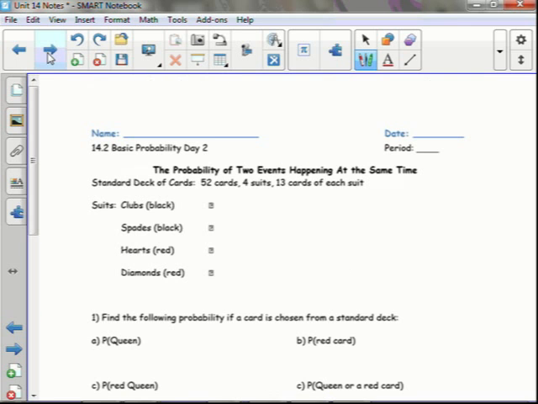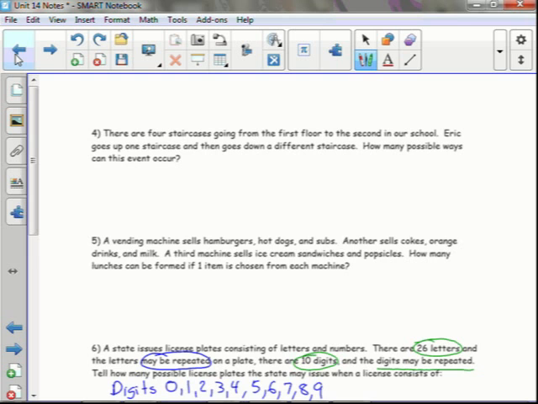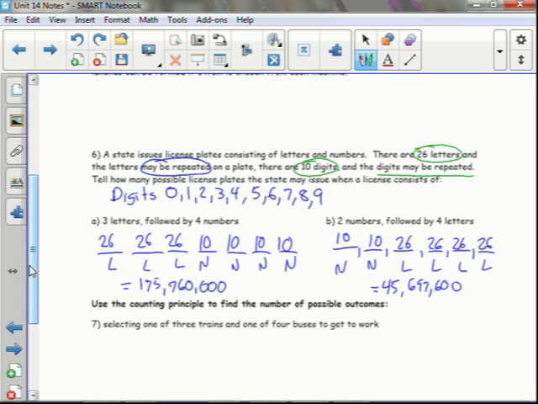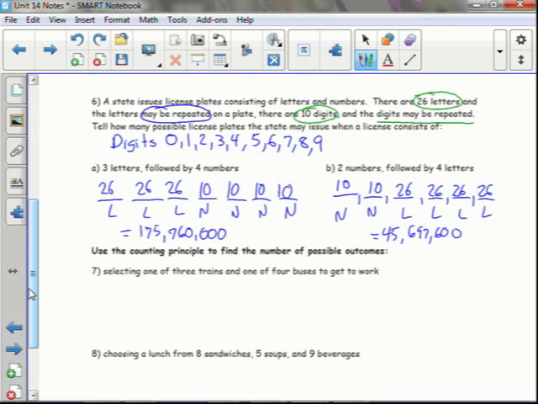I think we'll do a little bit more about that, and we'll talk in the future about what happens when it's not repeated. In this case, if it wasn't repeated, it would be 26, 25, 24, because you would have one less option each time. All right, so tree diagrams and the counting principle.